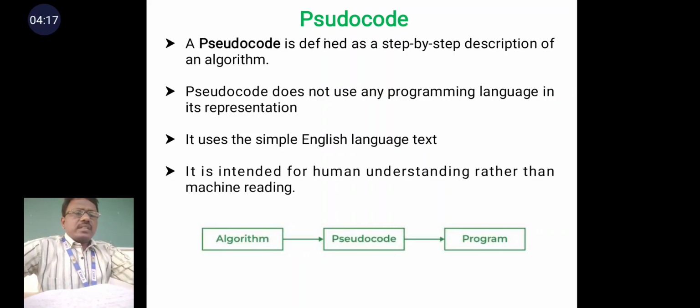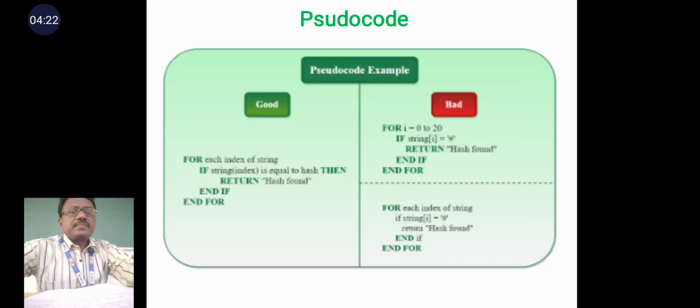Algorithm, pseudocode, then you have to write the program. These are the steps. Pseudocode. Here is the method of writing pseudocode. You can use only simple English. No numbers, no variable names, like that. On the left side you see the exact pseudocode example, and on the right side you see some bad pseudocode examples.